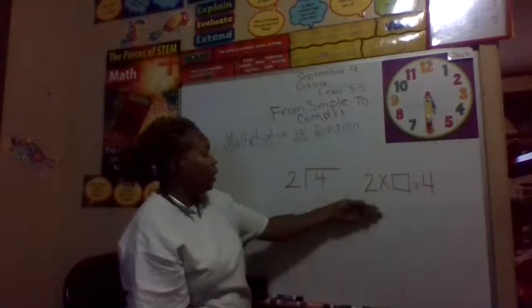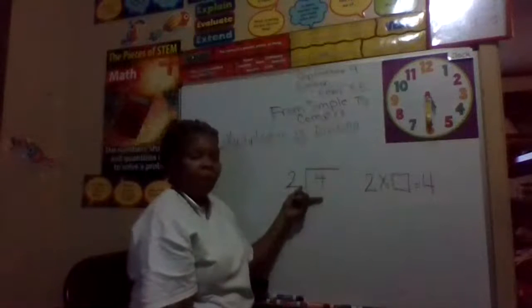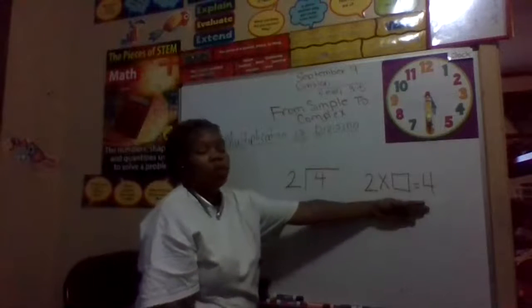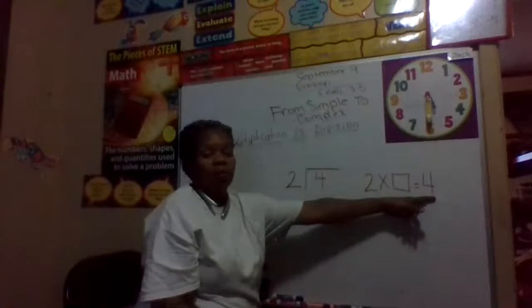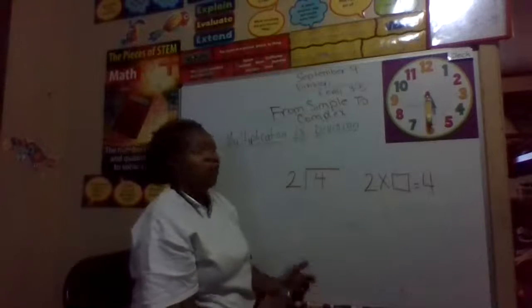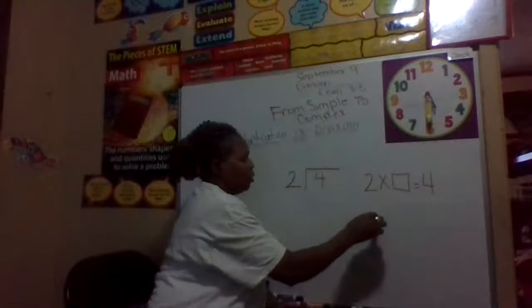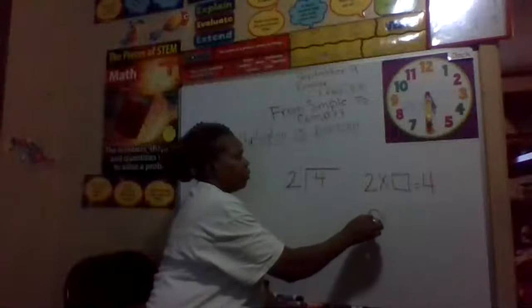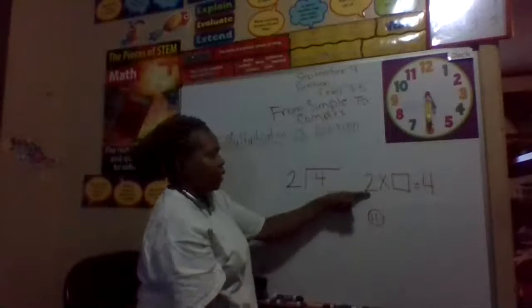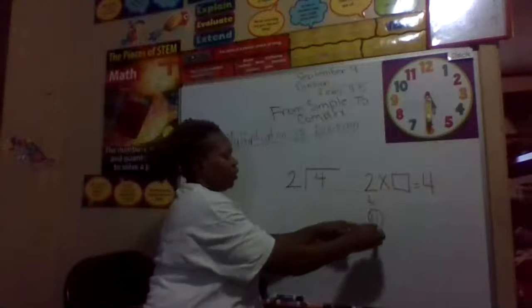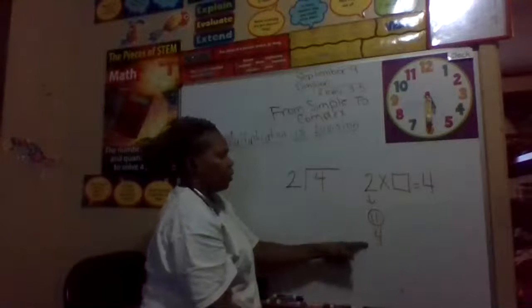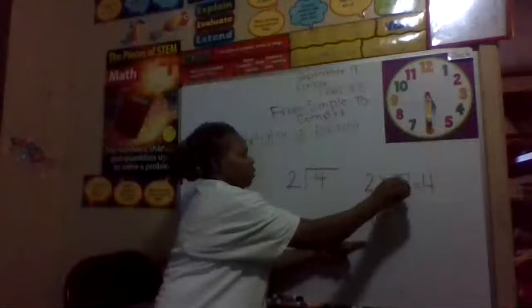But we can use our division, or we can count by 2s to get the answer. And that'll be no trouble. If you count by 2s, you can say 2 and then 4. So you put 2 in there. That 2 right there is there. So 2 plus 2 is 4, of course. And then you know that 2 belongs in the box.